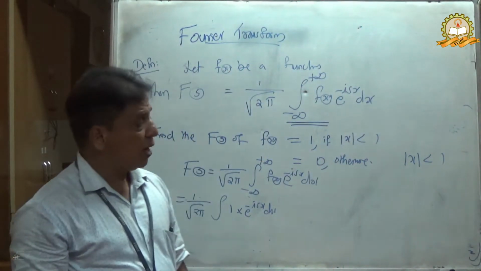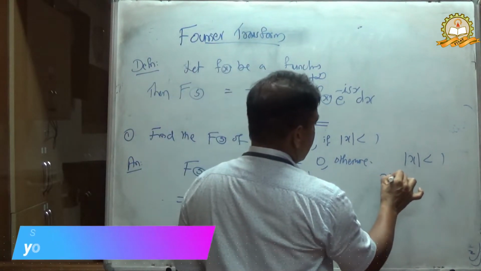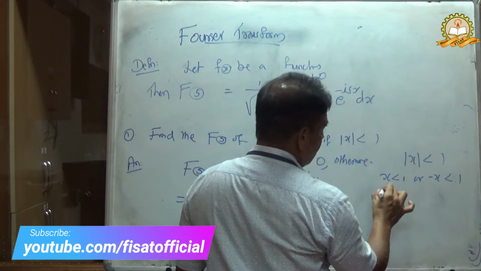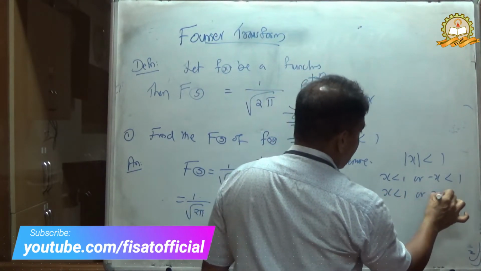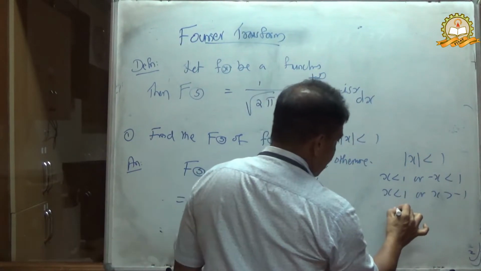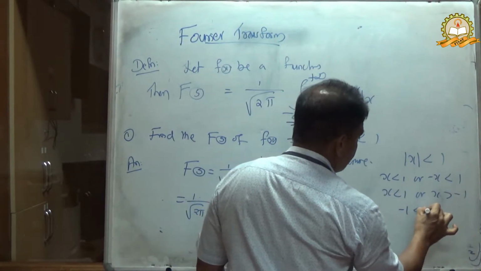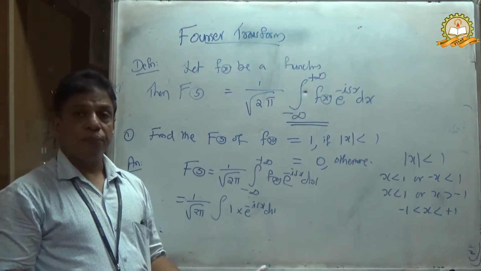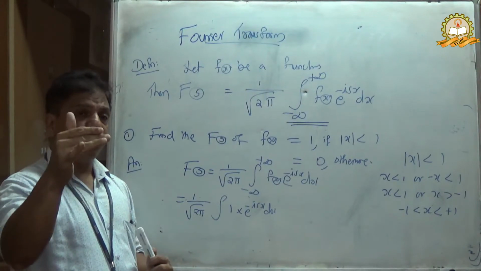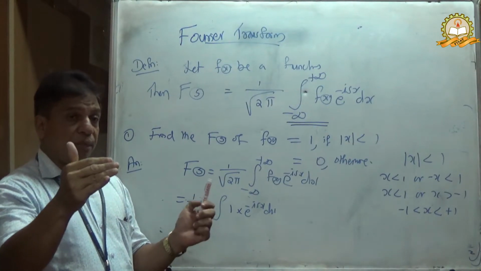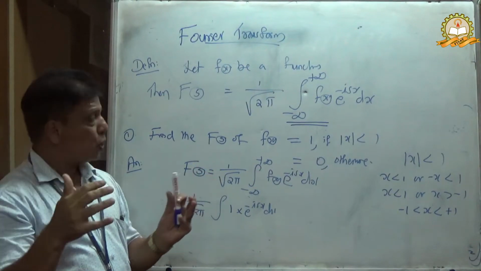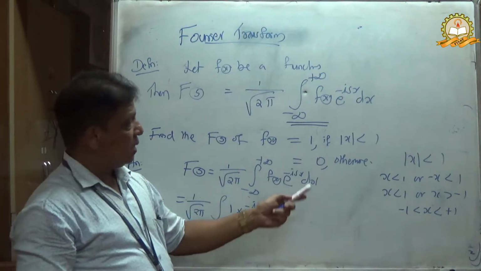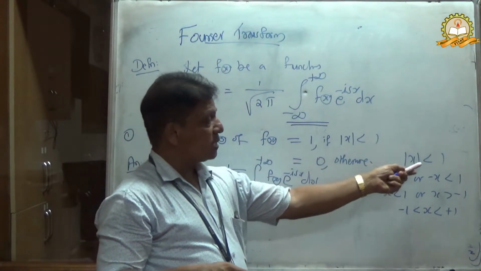Mod x less than 1 means x less than 1 or minus x less than 1. That means x less than 1 or x greater than minus 1. That means x lies between minus 1 and plus 1. Therefore, in this problem, our limit minus infinity to plus infinity reduces to minus 1 to plus 1. The reason behind that is the problem is given that mod x less than 1.